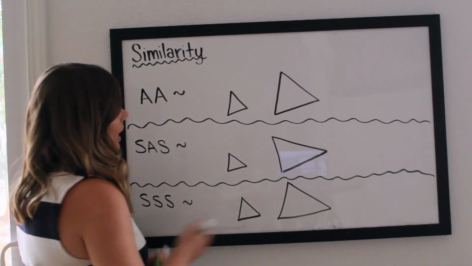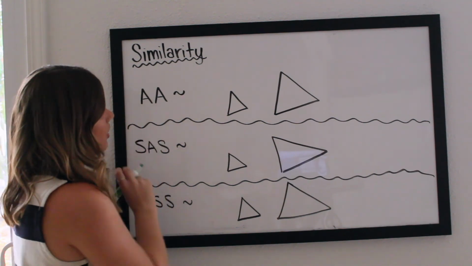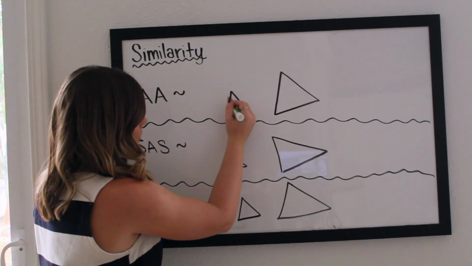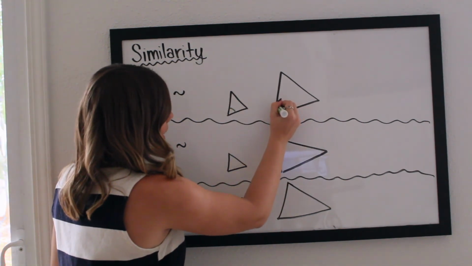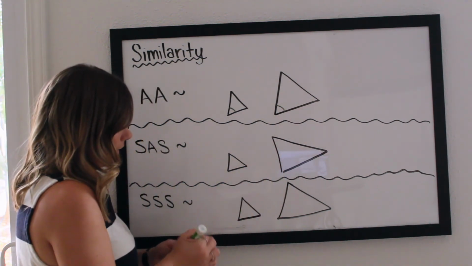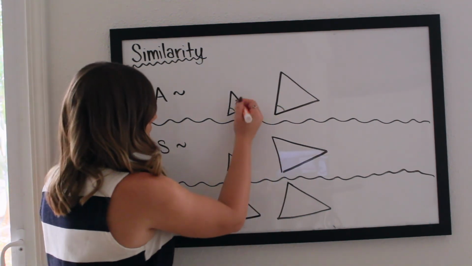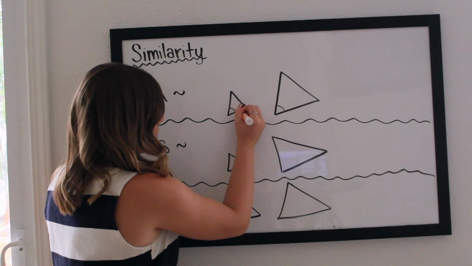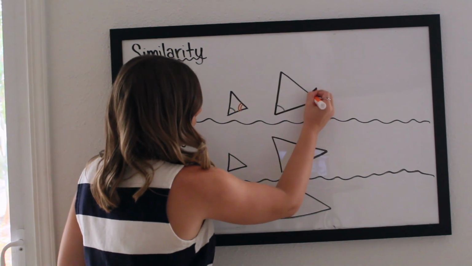So if you know that we have two pairs of corresponding and congruent angles, you know that by AA, these two triangles are similar. So it would look something like that.